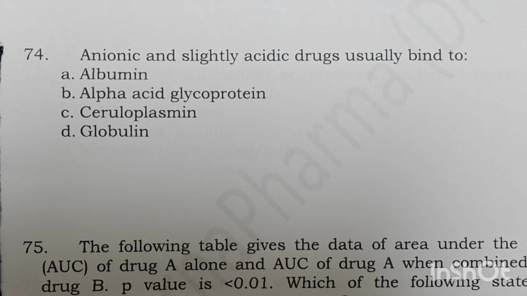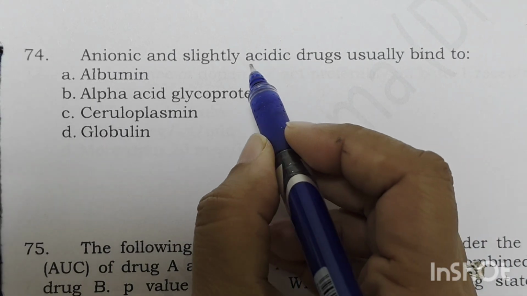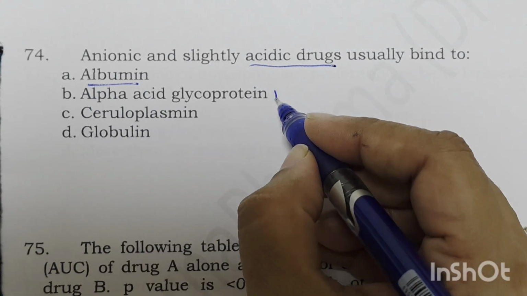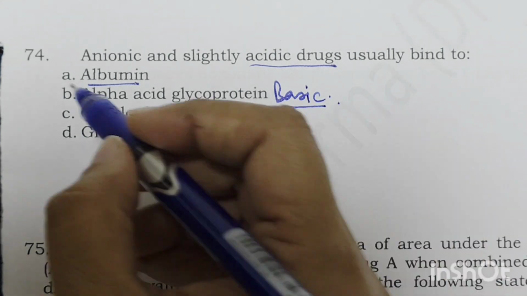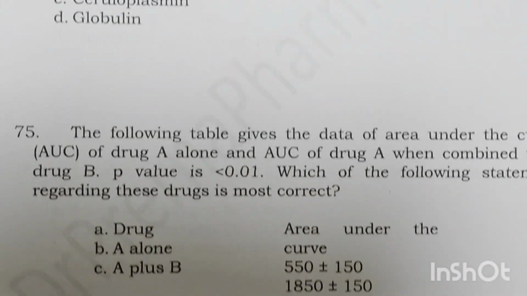Anionic and slightly acidic drugs usually bind to. So acidic drugs always bind to the albumin, and basic drugs bind to alpha-1 acid glycoprotein. So this is a very simple question and you can always answer this.